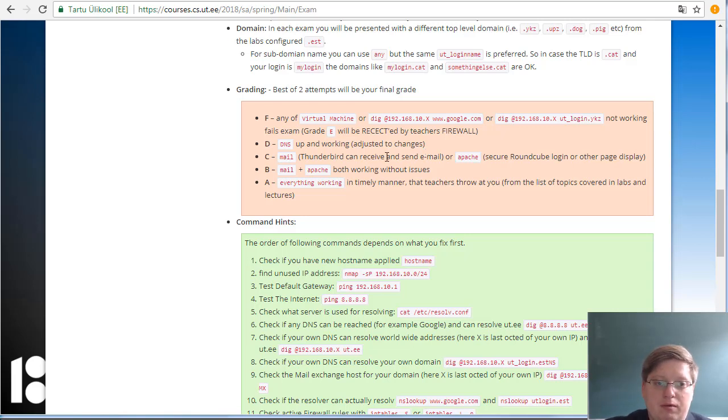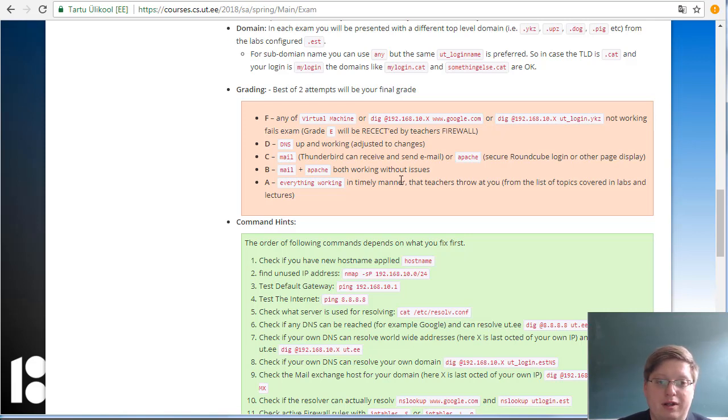So in order to get a better grade, C or B, we expect you to get at least one of the services running. For C, Mail or Apache. For the B, both of those services. What does running mean? Meaning in your own personal machine, you can show us that Thunderbird can receive and send email, or Apache server is fully running and serving clients. For example, RoundCube page can be logged in and you can send and receive email, or a Nextcloud service can host files.